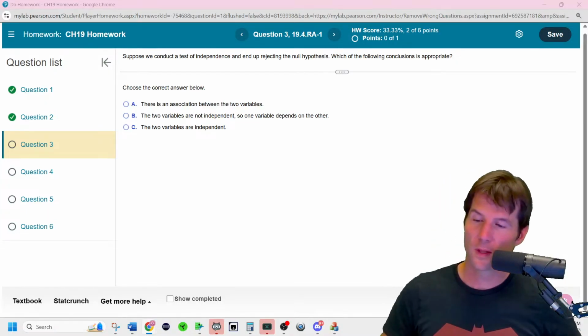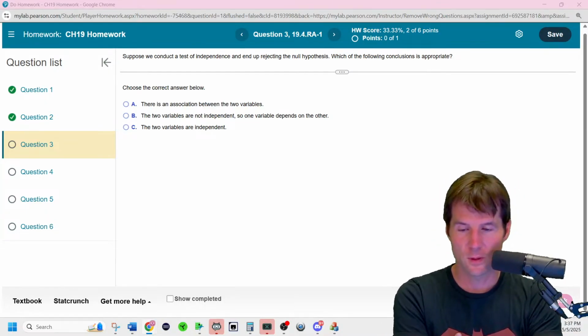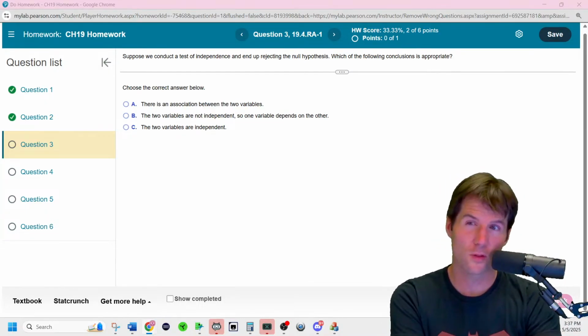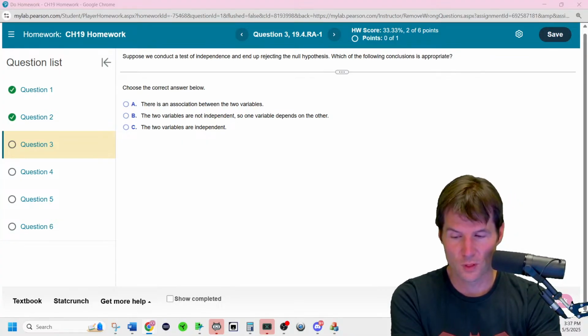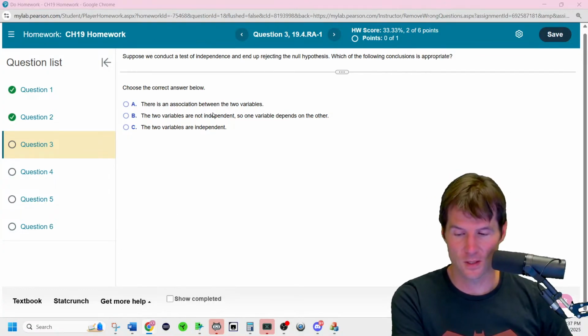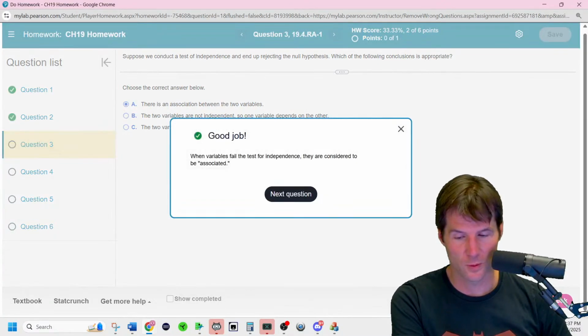Here we go. Suppose a test of independence ends up rejecting the null, so we have evidence that they are not independent. Which of the following conclusions is appropriate? I think this is so tricky the way they phrase this. I don't like this question. Multiple choice, multiple guess.